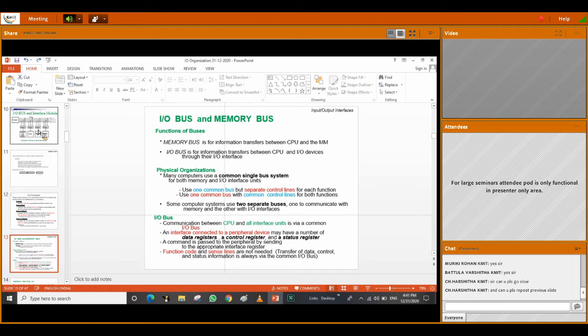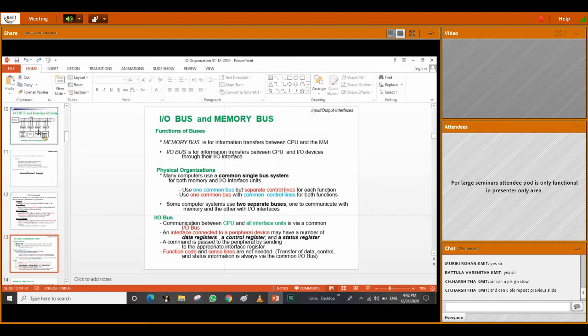What is the difference here? The memory bus is for information transfer between the CPU and main memory. The I/O bus is for information transfer between the CPU and I/O devices through the I/O interface. Don't confuse the memory bus and I/O bus functions. CPU and main memory is the memory bus; CPU and I/O devices through their I/O interface is the I/O bus.